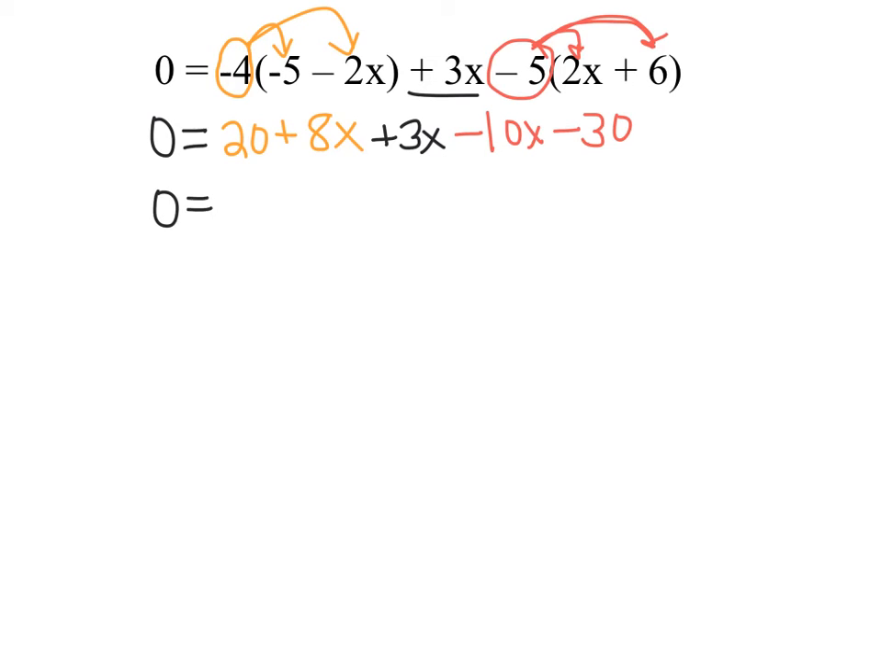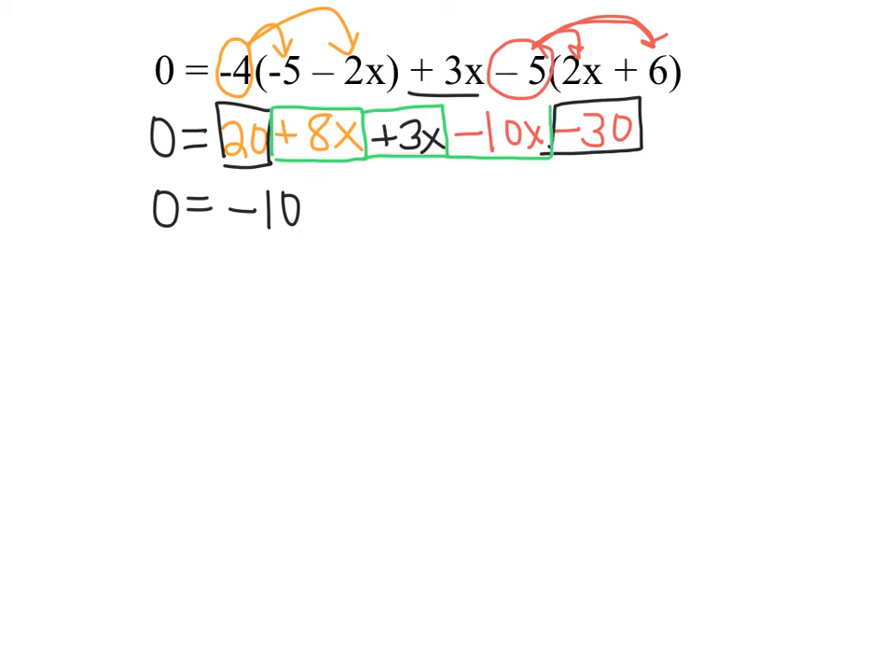Still haven't used the 0, but the 20 subtract 30 can be combined to give me -10. Let's change the colors a little bit. There we go. And positive 8x plus 3x so far gets me 11x. Subtract 10x gives me 1x.